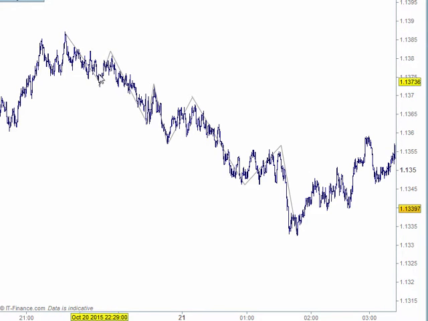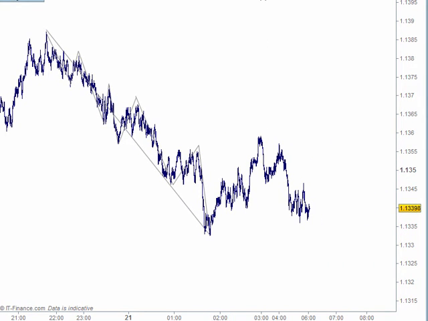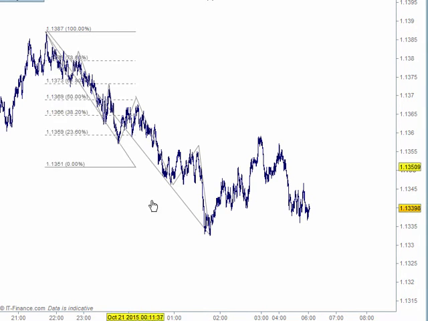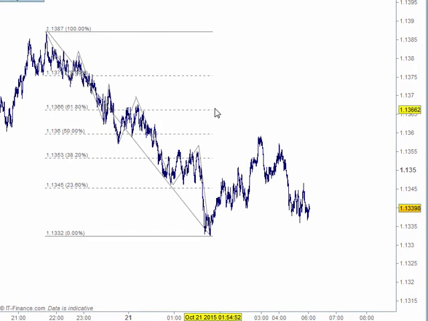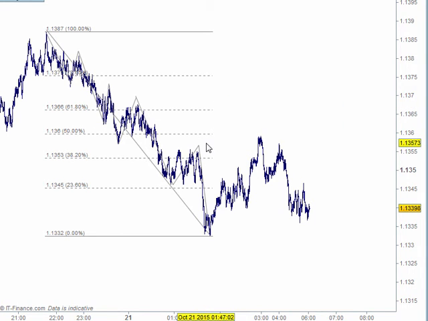So we have this quite clear 5-wave structure here, and of course the 61.8% retracement level is obviously a little bit higher in this space here, but the previous wave 2 never got there.